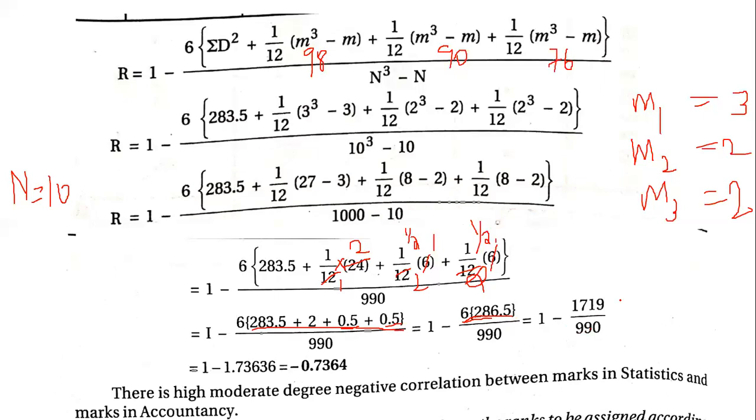Next step, divide this. 1719 divided by 990 will give you 1.73636. Now when you subtract 1 from this, you get minus value. Since you are getting minus value, it is negatively correlated. First conclusion, since it is minus value, it is negatively correlated.